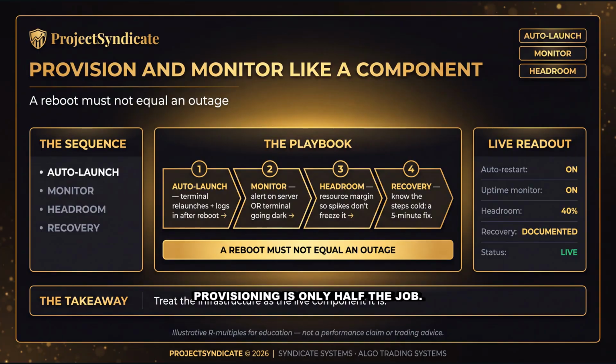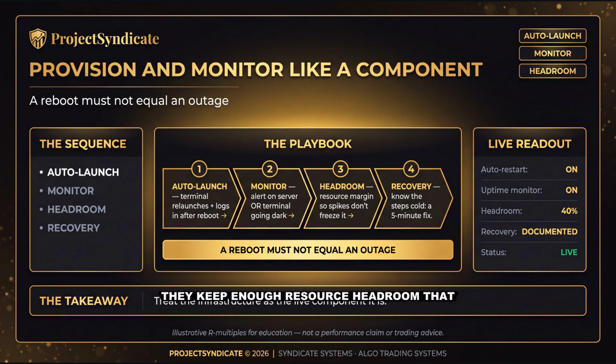Provisioning is only half the job. The other half is monitoring. A serious operator sets up the VPS so the terminal auto-launches and auto-logs in after any reboot, so a maintenance window doesn't equal a trading outage. They add uptime monitoring that alerts them if the server or the terminal goes dark, so they learn about a disconnect in minutes, not at the next daily check.